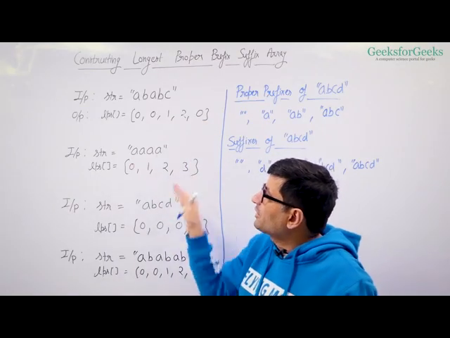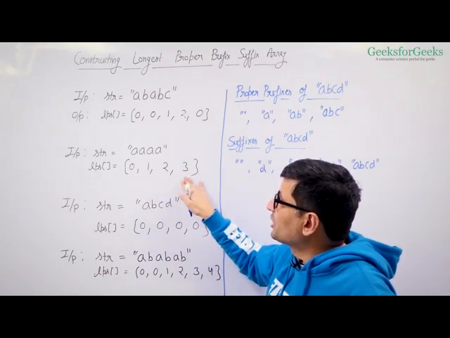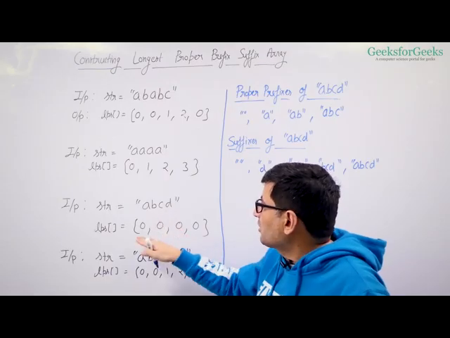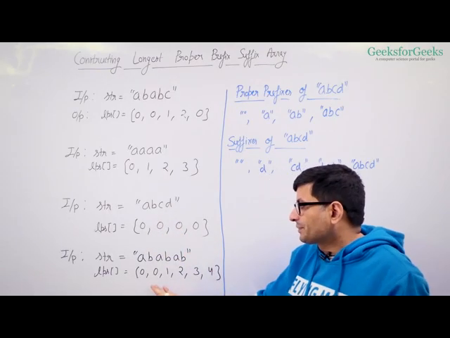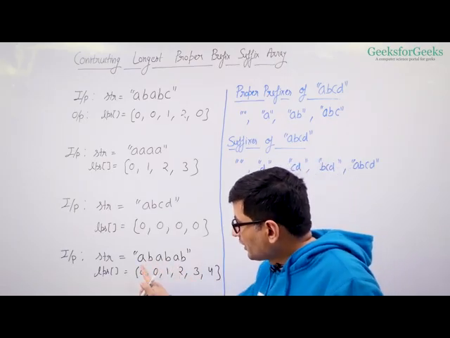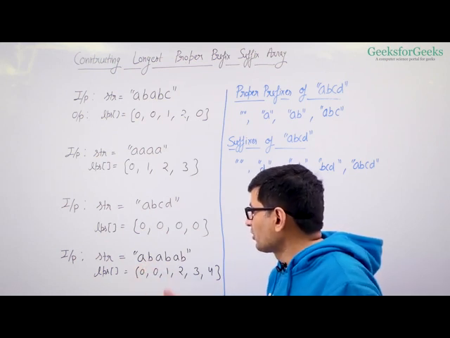When all characters in a string are the same, your LPS array is going to be like this, 0, 1, 2, 3, right? For all characters being distinct, all values are going to be 0. Let's see this example now. Your string is AB, AB, AB. First is always 0. Second is also 0 because the first two characters are not the same.